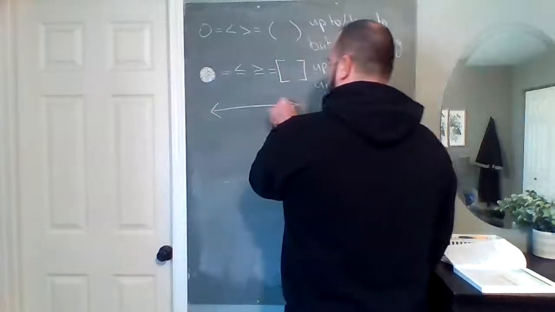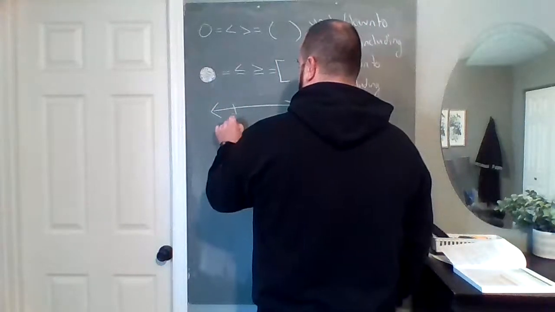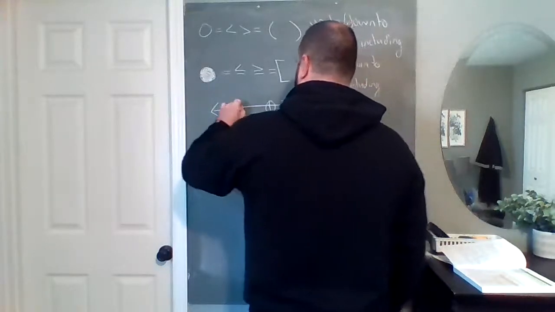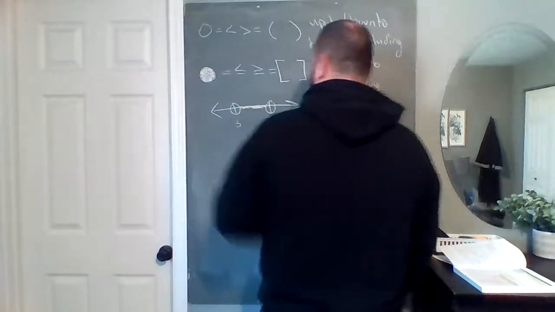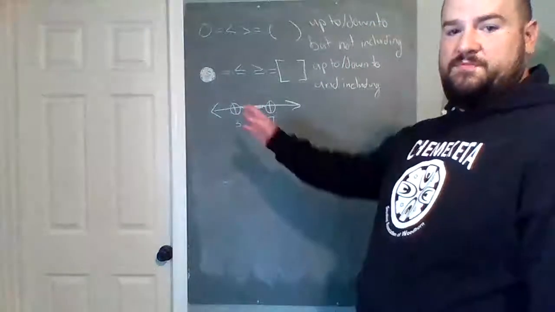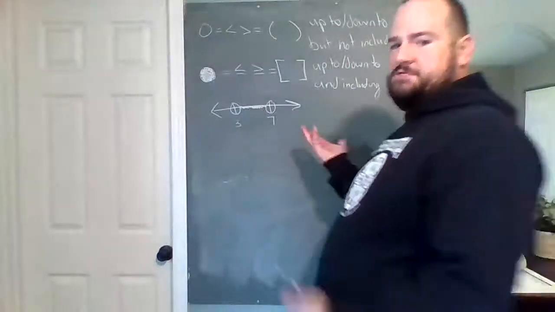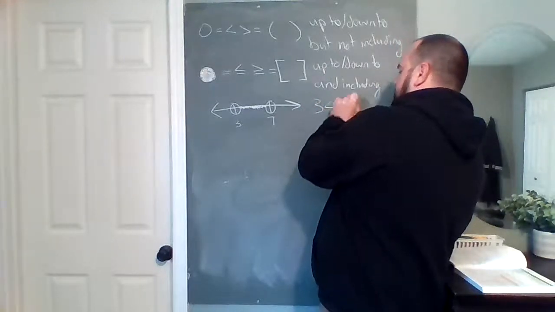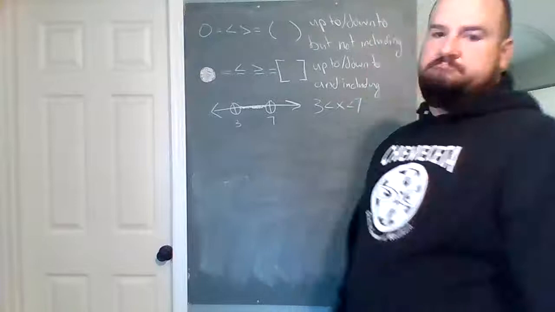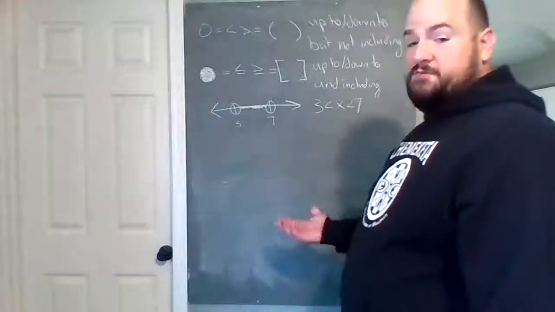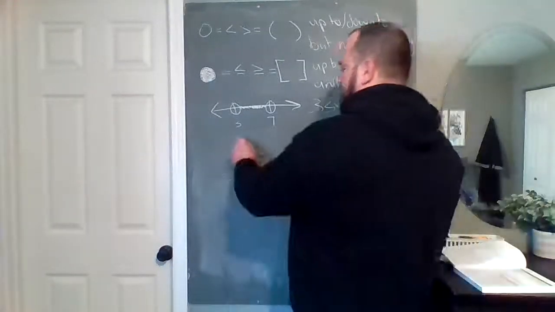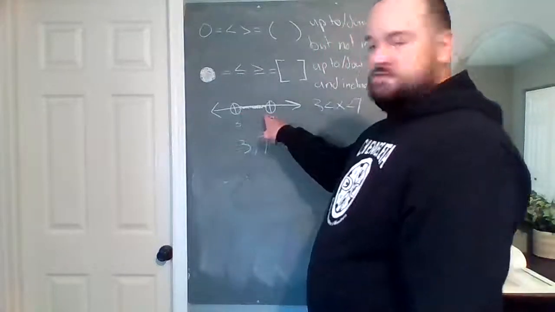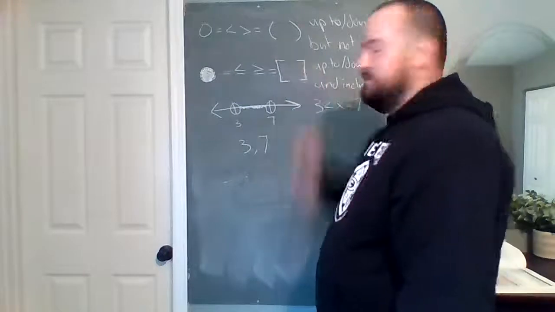Now this one's going to bring up a nice, interesting point. This interval here from 3 to 7. Inequality notation: 3 is less than x is less than 7. Easy enough. Interval notation. Smallest is 3. Largest is 7. Both of these are open circles, which means they are both parentheses.